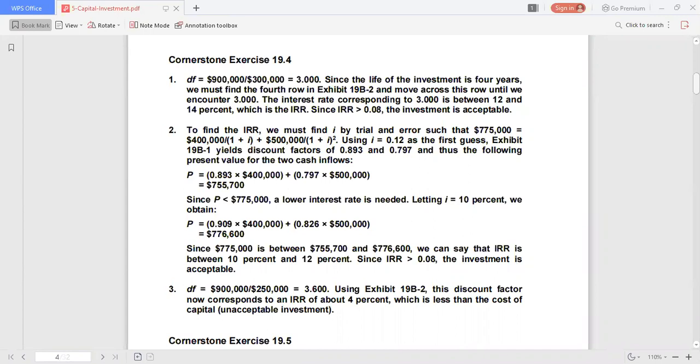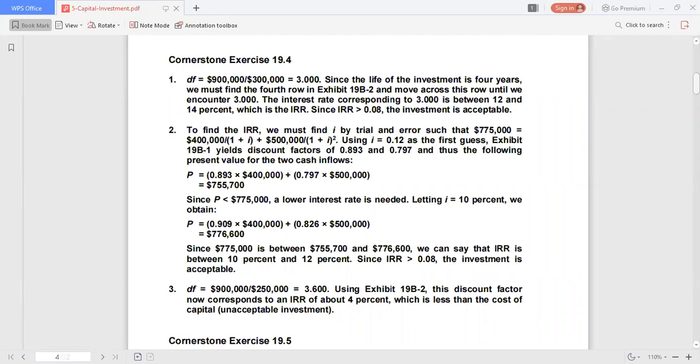Since the life of the investment is 4 years, in the table you have the first column as N. N means the number of years of the investment. So under N, you have to look for 4 years. I hope you're following. Under N, you look for 4 years, and you go sideward to the right and look for the factor 3.0. The interest rate corresponding to 3.0 is between 12 and 14%, which is the IRR.